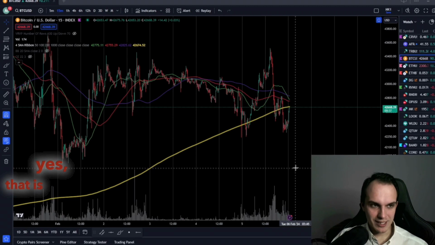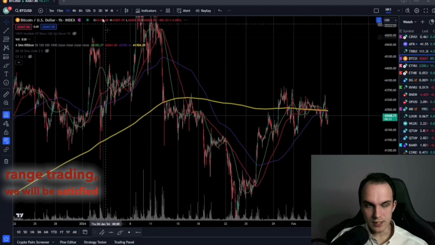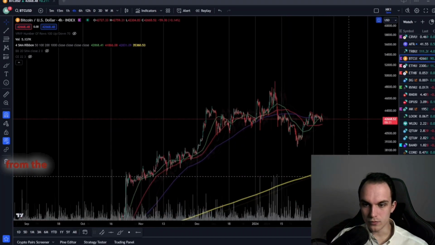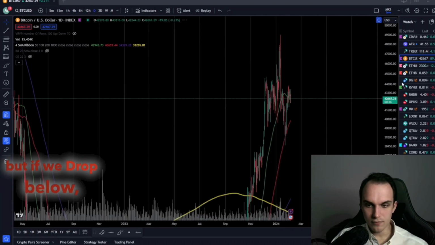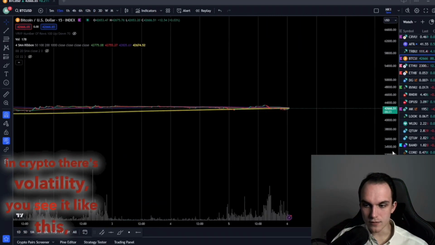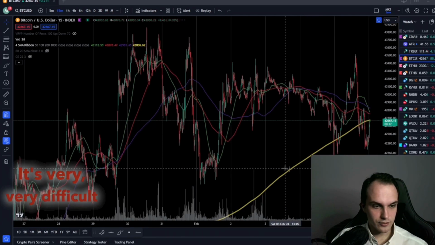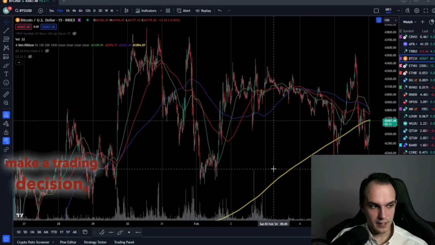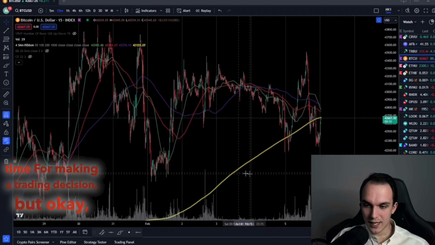In swing trading, in midterm range trading, we will be satisfied and happy with the conclusions from the 4-hour or daily time frame analysis. If we drop below, there's enough chaos because in crypto there's volatility. It's very difficult to predict and make a trading decision. There simply isn't enough time for making a trading decision. But okay, we're done with this.